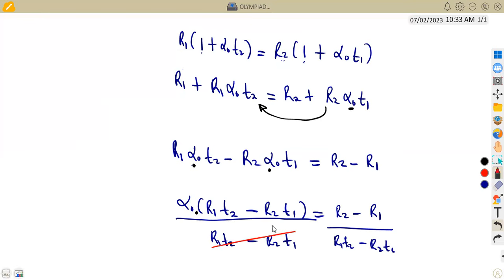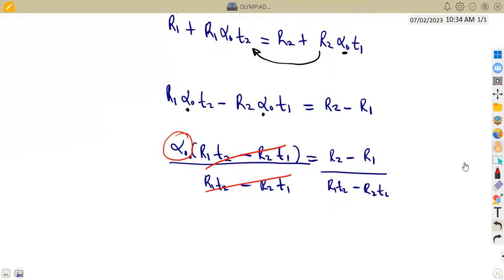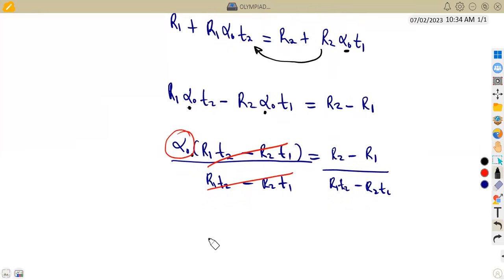So this here will cancel. Meaning to say we've got our temperature coefficient, so our formula is going to be alpha naught equal to R2 minus R1, everything over R1 T2 minus R2 T1.